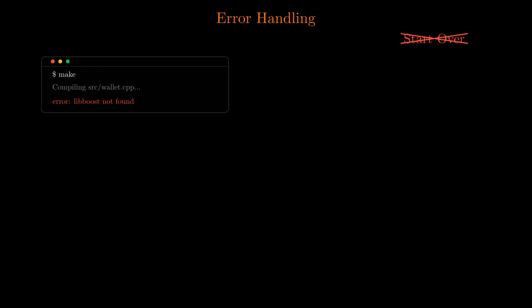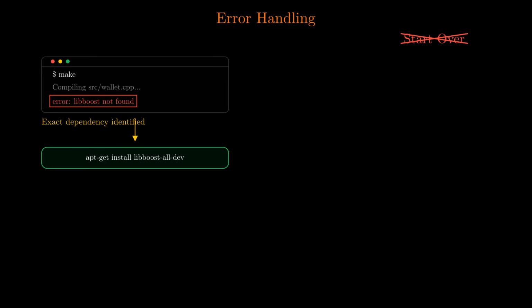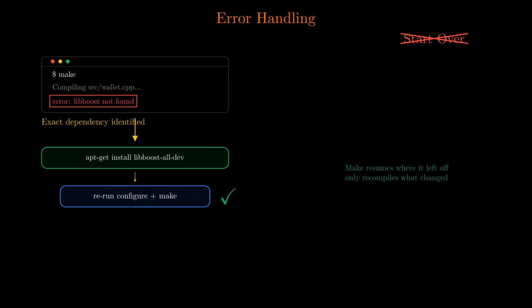If the build fails, don't start over. The most common cause is a missing or incompatible library. The error output names the exact dependency. Install it, rerun configure, then run make again. Make resumes where it left off. It only recompiles what changed.